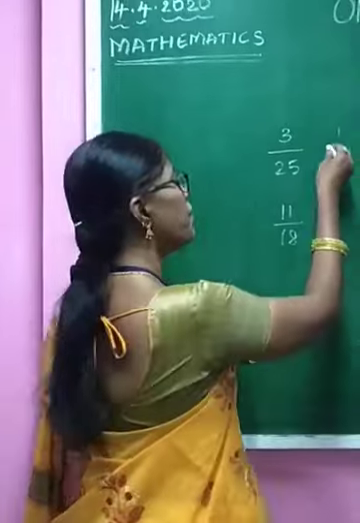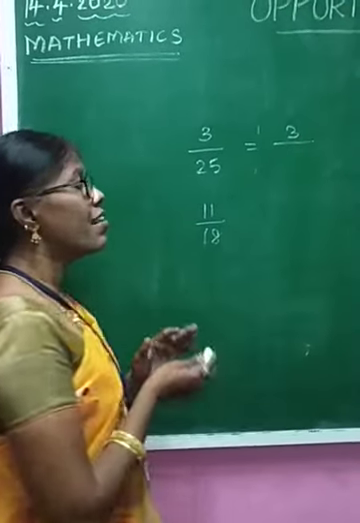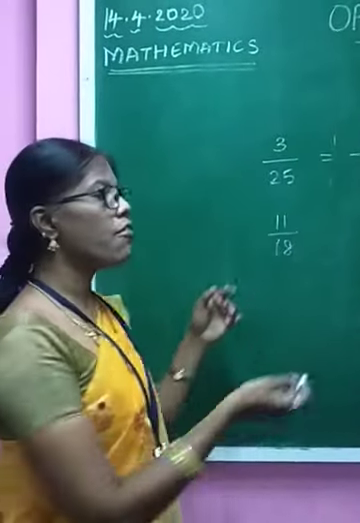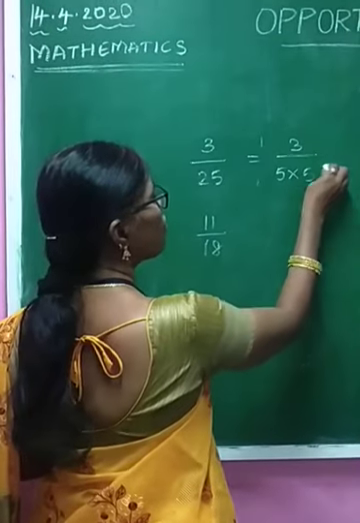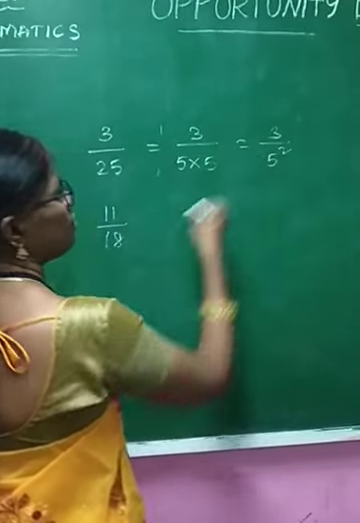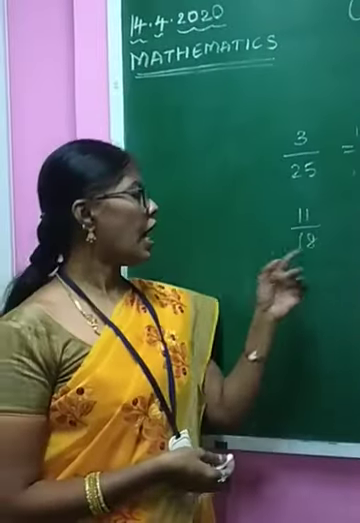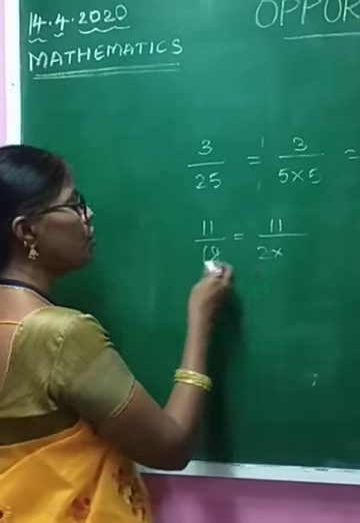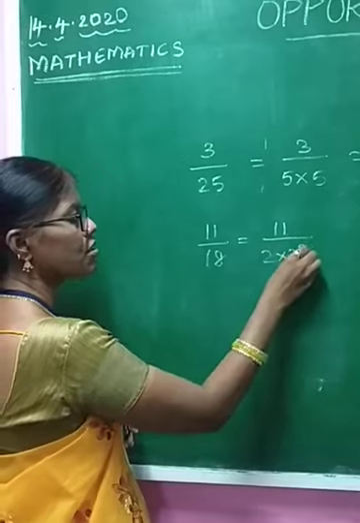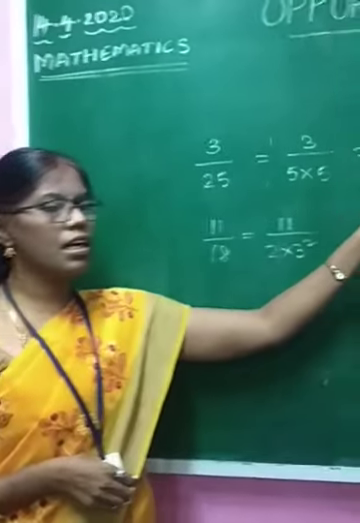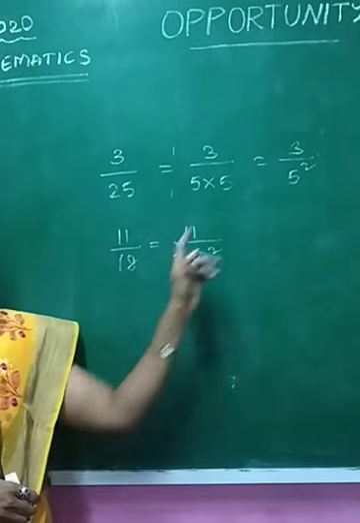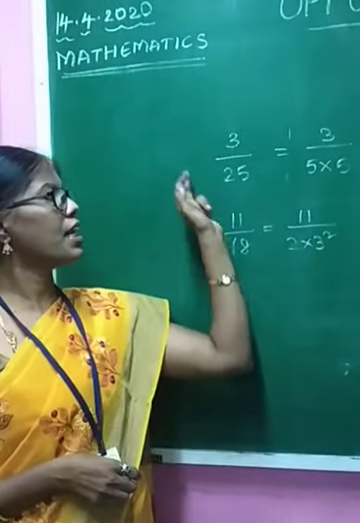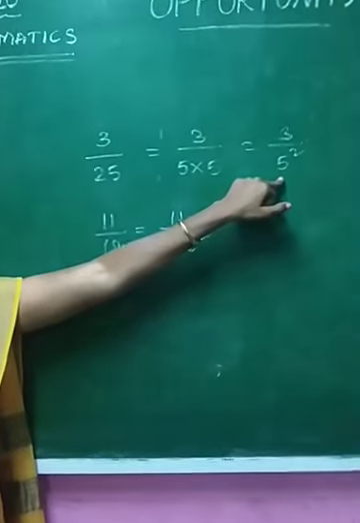For that, let us simplify the denominator. Let us write it as a product of prime factors. 25 can be written as 5 into 5, so that is 3 by 5 square. And for the other example, 11 by 2 into 9, 9 we can write as 3 square. So if you observe, in this denominator we have 5 square, and in this denominator we have 2 into 3 square. And simply we can say that 3 by 25 is a terminating decimal.